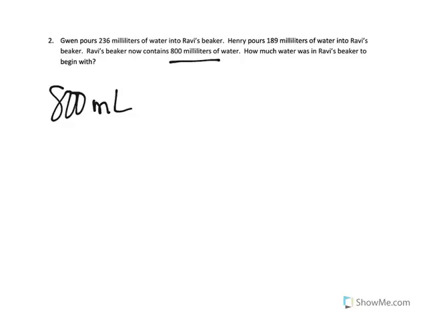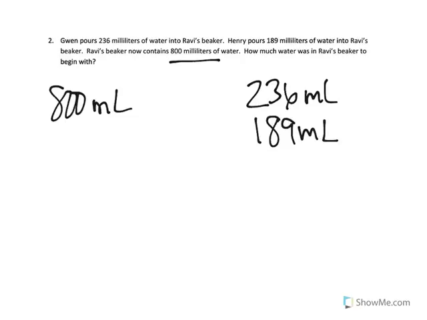So the best way to do that would be to add Henry and Gwen's amounts of water together in order to figure out how much was added total in order to get that 800 milliliters. So put Gwen's amount, she had 236 milliliters, and then Henry put in 189 milliliters. So let's add those together.